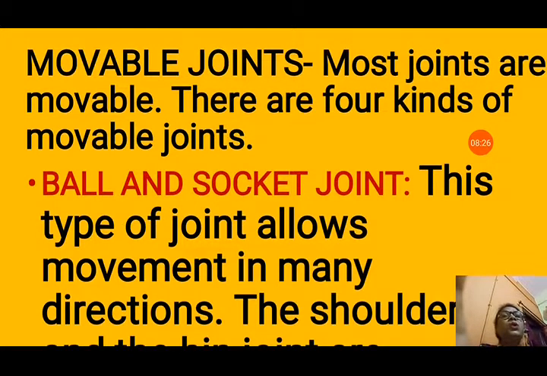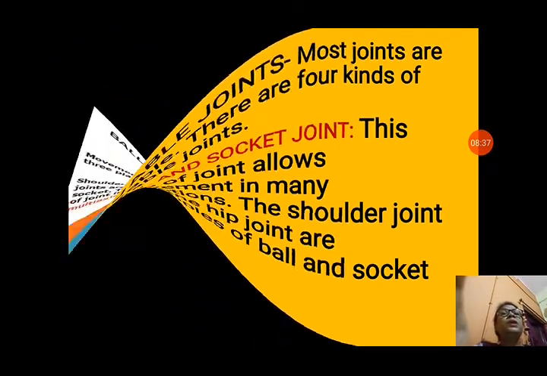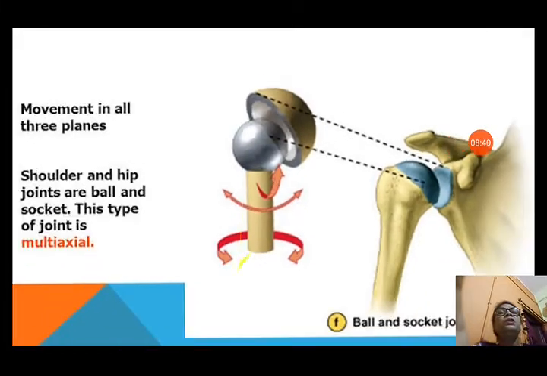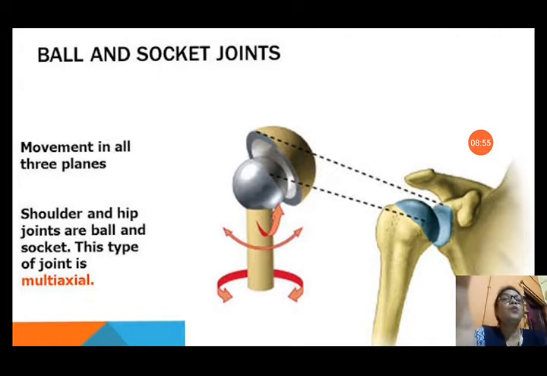Ball and socket joint. This type of joint allows movement in many directions. The shoulder joint and the hip joint are examples of ball and socket joint. In this joint, we can move in all 3 directions. You can understand from this picture that a ball and a socket arrangement is present and the ball is fixed inside the socket. So movement in all 3 planes it can allow us. So it is the most free movement allowing joint.